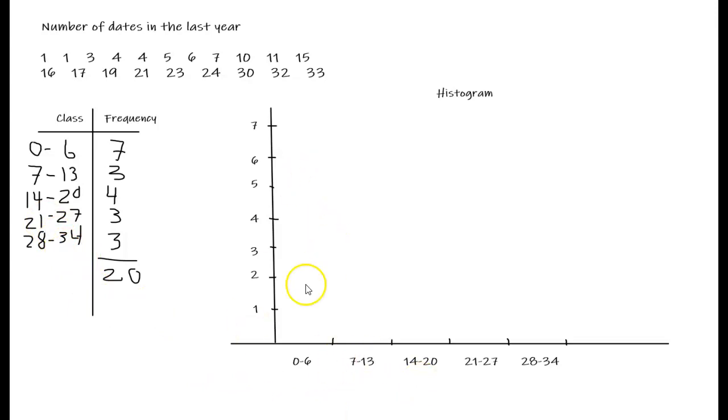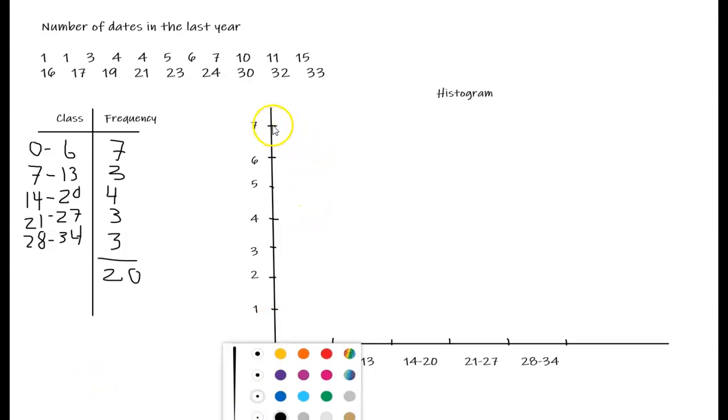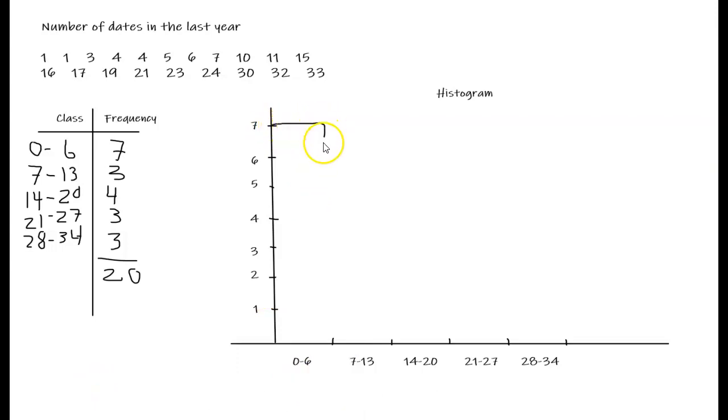we're going to create rectangles, and histograms are unlike bar graphs in the fact that they're going to be touching each other. We don't leave any spaces between the bars. So for this first one here, we are going to start up here, and we're going to go all the way up to 7 because it matches the 0 to 6 class. The second one here, it goes to 3, so I'm going to connect to it and go right to 3. Third one is 4, so I'm going to go up to 4 like this.